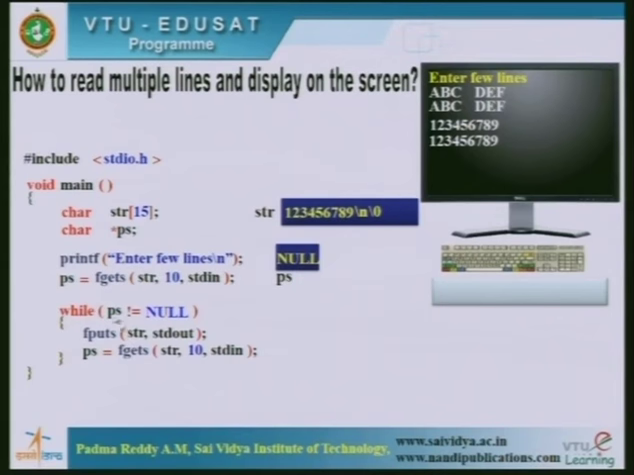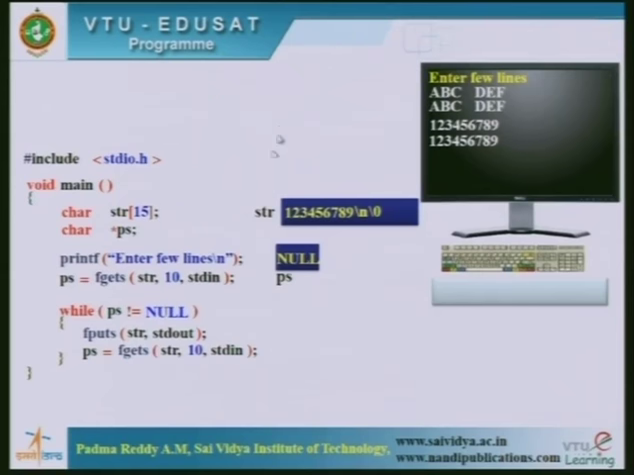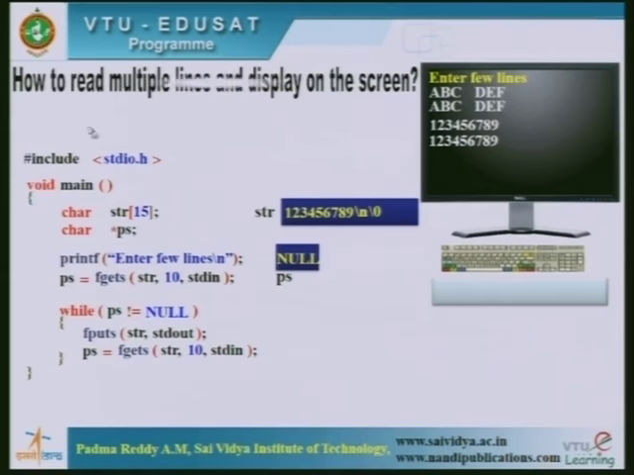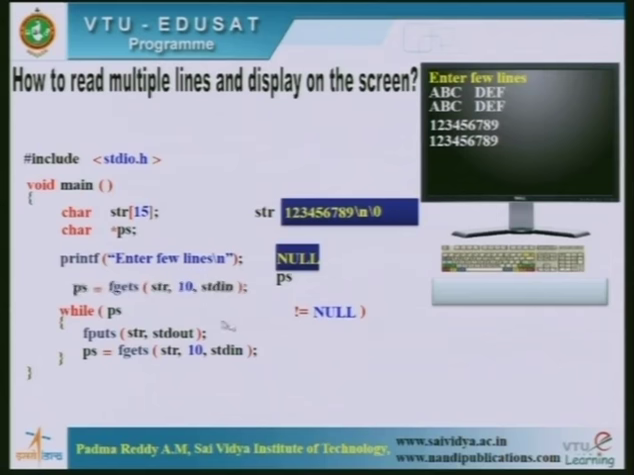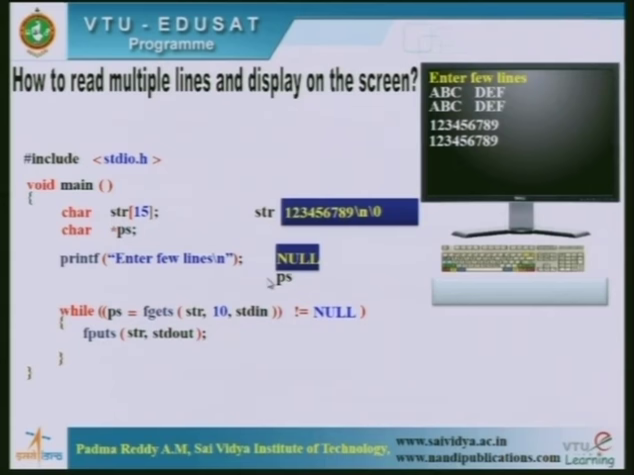Now using this, we can read multiple lines from the keyboard, and we can display it onto the screen. Now how to read multiple lines and display onto the screen? So this is how we can do that. Now I'll slightly change. Here I remove this not equal to null here. Okay, even if I execute this program, the output is the same as the previous one only.